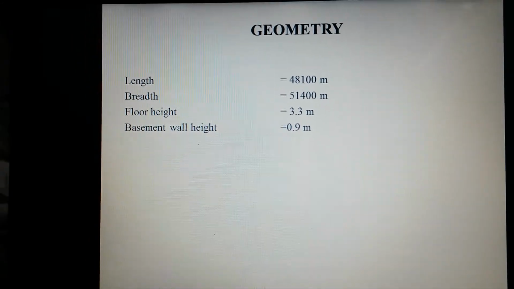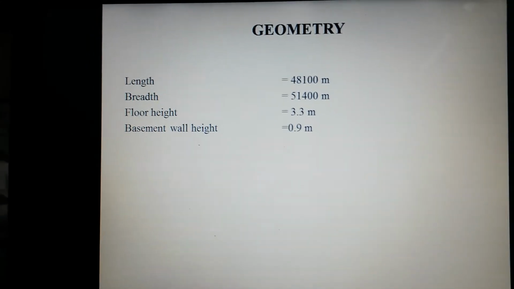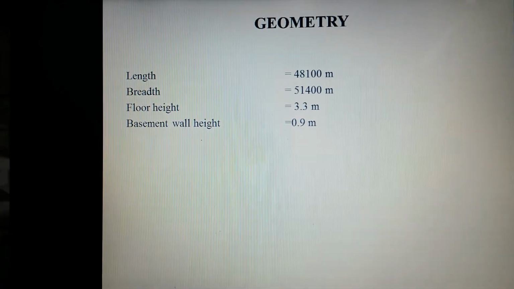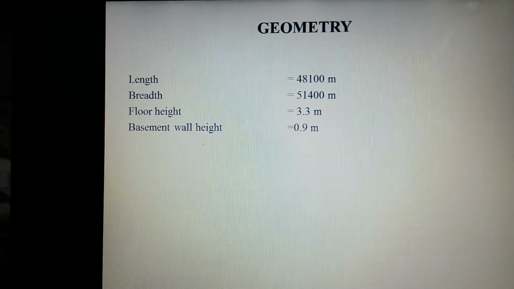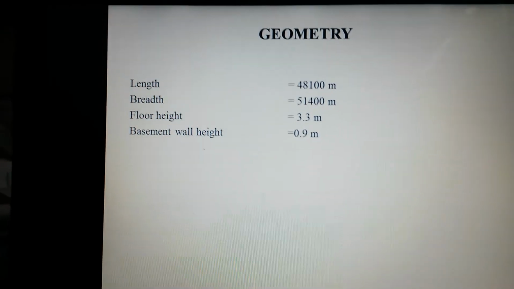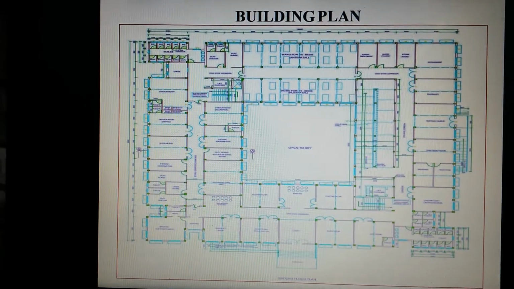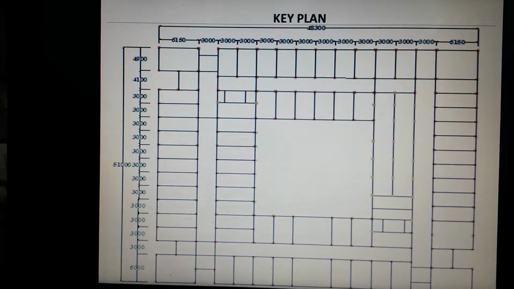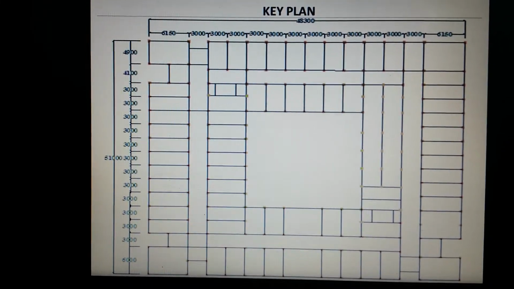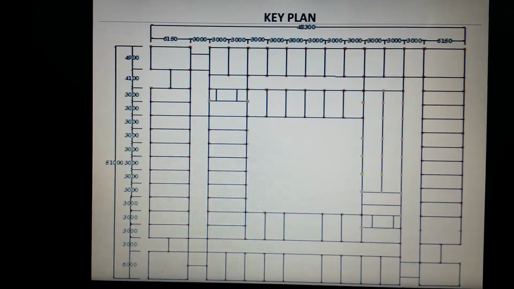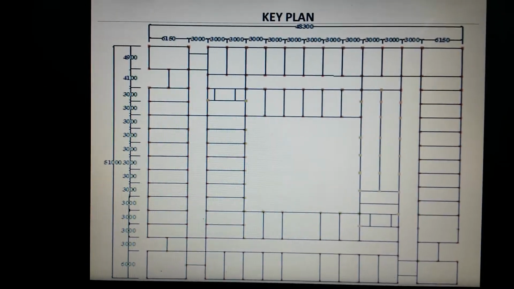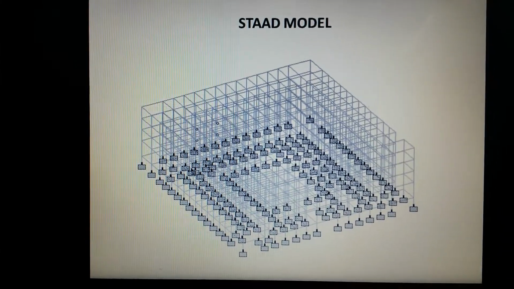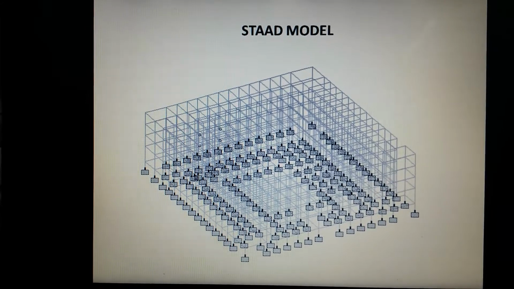And this is the geometry of our building. The length is 48.100 meters and the breadth is 51.400 meters, while each floor height is 3.3 meters, and the basement wall height is 0.9 meter. This is our commercial building plan, and we developed a key plan for this, representing the location of the beams and columns with their spacings. With the help of this key plan, we developed a model using StaadPro. Our building contains 3 stories, ground plus 3.